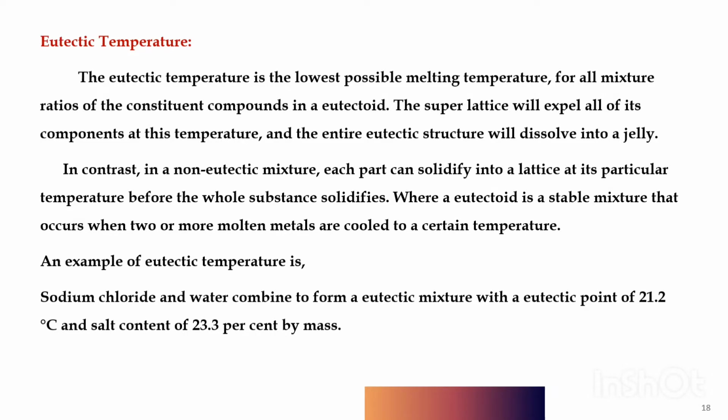whole substance solidifies. A eutectoid is a stable mixture that occurs when two or more molten metals are cooled to a certain temperature. An example of eutectic temperature is sodium chloride and water combined to form a eutectic mixture with a eutectic point of 21.2 degrees C and salt content of 23.3% by mass.